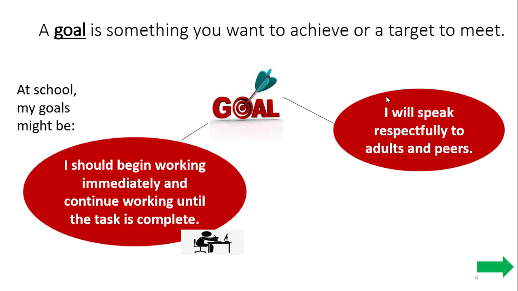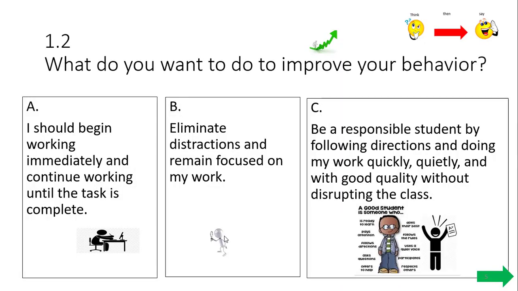So we know that a goal is something that you want to achieve or a target to meet. And you know at school, your goals might be to begin working immediately and continue working until the task is complete. And we've been talking about this symbol of a guy who's sitting at a desk and he's working very hard until his task is complete. Another example of a goal is to speak respectfully to adults and peers. You know this is a silly one. It doesn't have anything to do with what you're talking about. The one that we're talking about has to do with the guy sitting at the desk, and he's working very hard, and he's working until his task is complete.